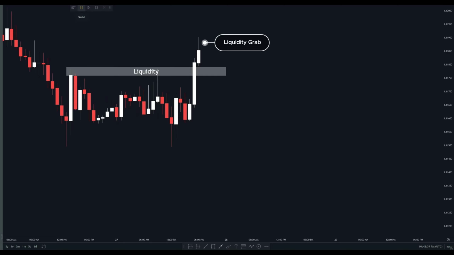And here, the liquidity above the equal highs has been grabbed. And price has taken out the early sellers. Now price has enough fuel to go down with full speed.